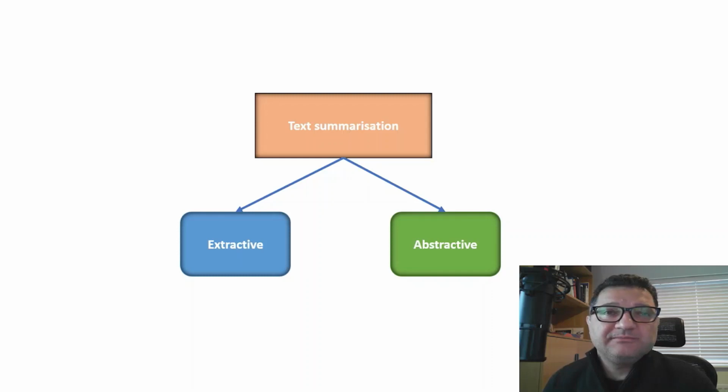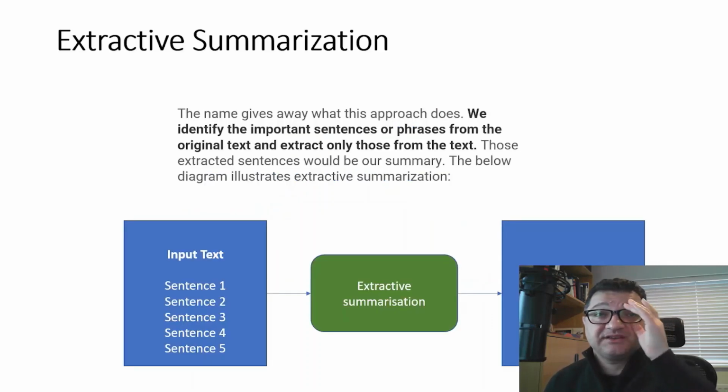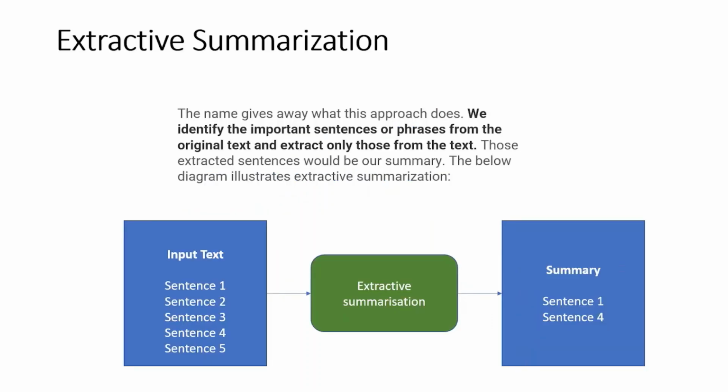So what do we mean by extractive summarization? Extractive summarization tries to locate key sentences in an unstructured text document. These sentences collectively convey the main idea of the document. It is available within the Azure Cognitive APIs for text analytics.